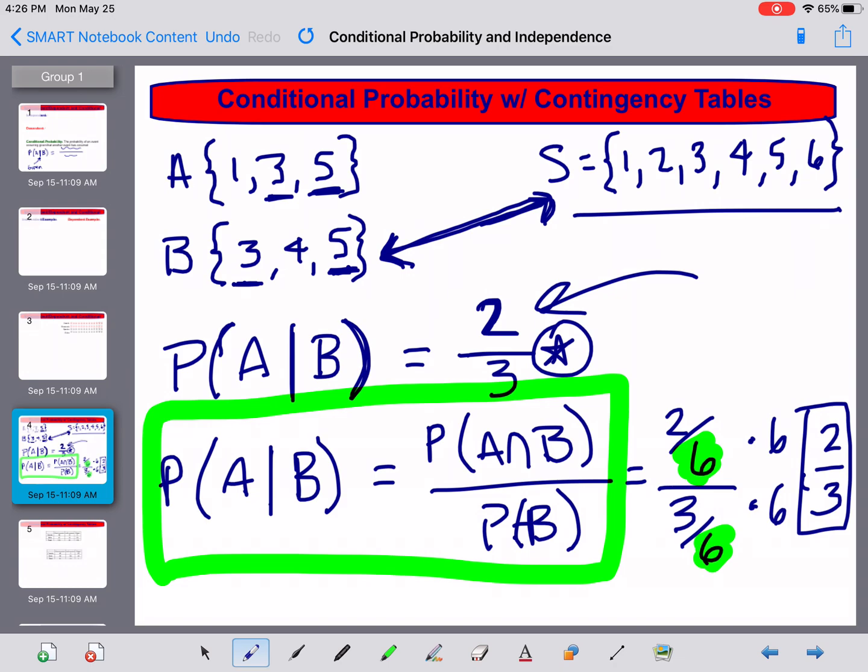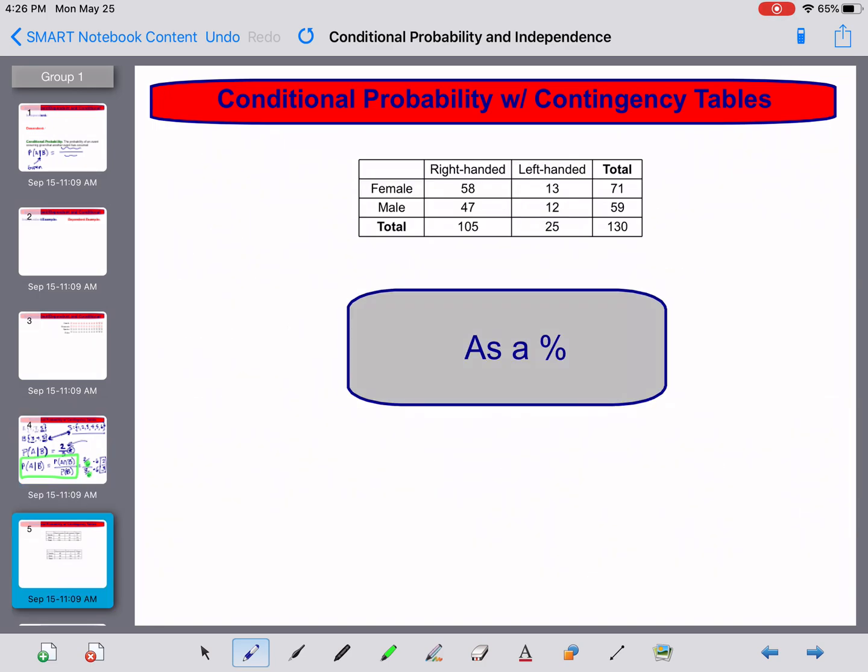And we can use what are called contingency tables. Now that makes our lives a lot easier, and I'll show you how we can do that. So let's use a situation here, where you can look at this and say, well, this is just a table.